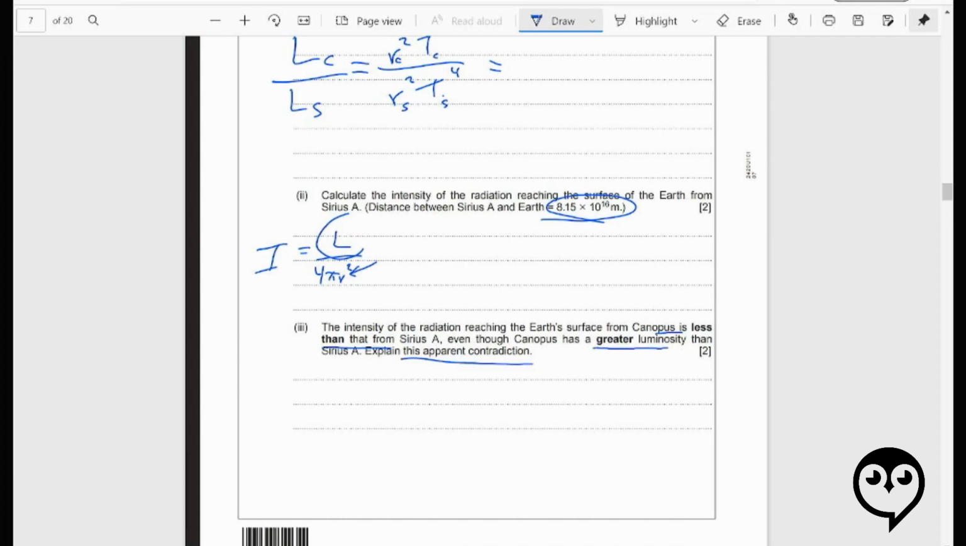Explain this contradiction. Well, it probably is that Canopus is further away from the Earth than Sirius is, so it's got a greater luminosity, but it's further away. And maybe mention something about inverse square law and talk about the further away, that sort of thing. The square of the distance is going to cause a drop in the intensity. Okay? Yeah, Canopus is further away from Earth, or you can say Sirius A is closer. You can talk about intensity reaching the Earth. There we said. Good, inversely proportional to the area, or at least to the r squared.